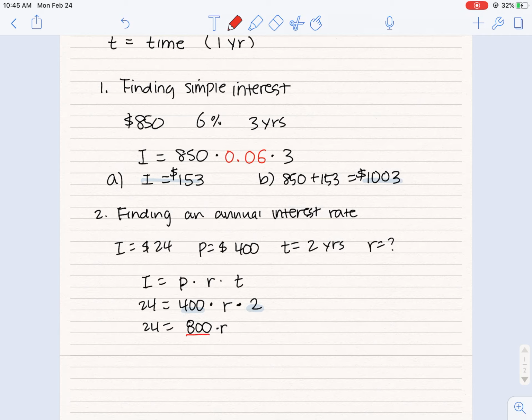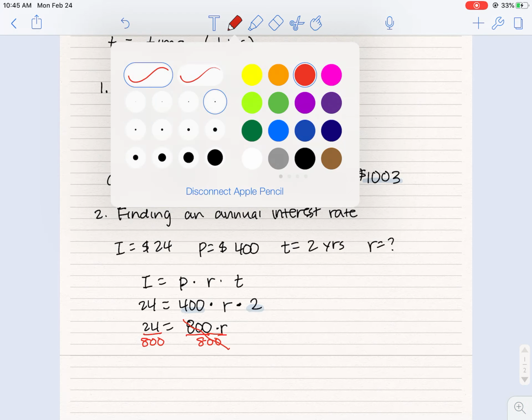Right now I'm multiplying 800 and R, and I need to find out what R is. So what I'm going to do is simply divide both sides by 800 so I can find out what the rate is going to be. So 800 and 800 cancel out, and then you do 24 divided by 800. Okay, I'll give you some time to work on it.